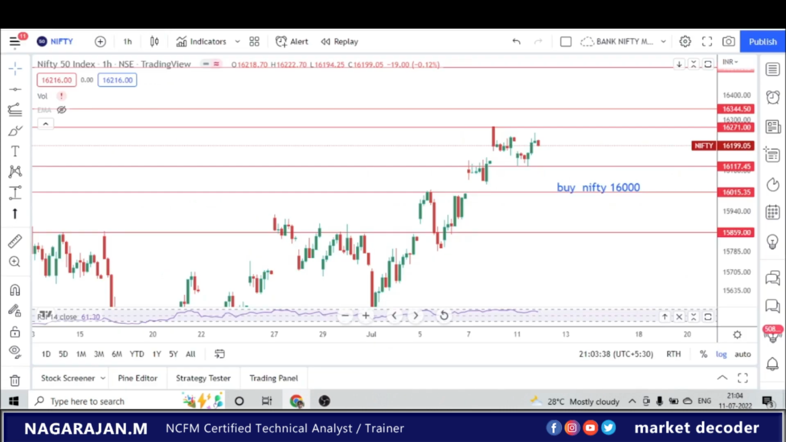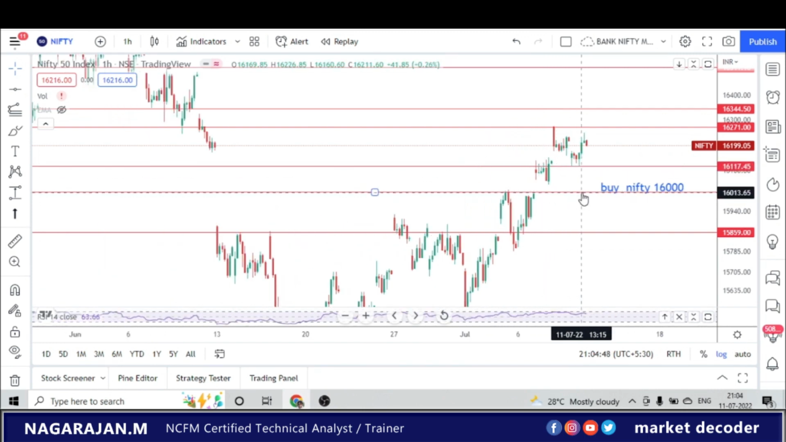Technicals convey the same thing. If 16,100 is broken, 16,000 will be the next support. And if that is also broken, we can see Nifty at 15,859. That is likely not to happen tomorrow. We can expect some bounce from 16,000 levels. That is all from Nifty.